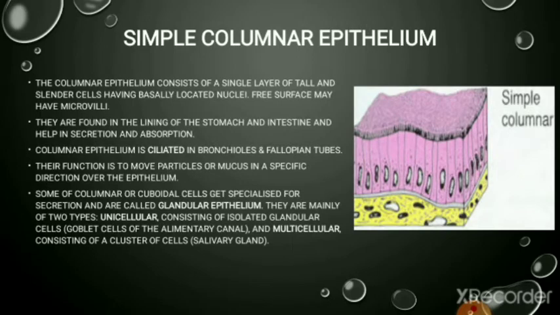Simple columnar epithelial tissue. The cells of this tissue are columnar in size. It means their width is less while their height is more, so they look like a column. Therefore, these tissues are called the simple columnar epithelial tissues. The cells are arranged in a single layer, in which the nucleus is located at the basal part.